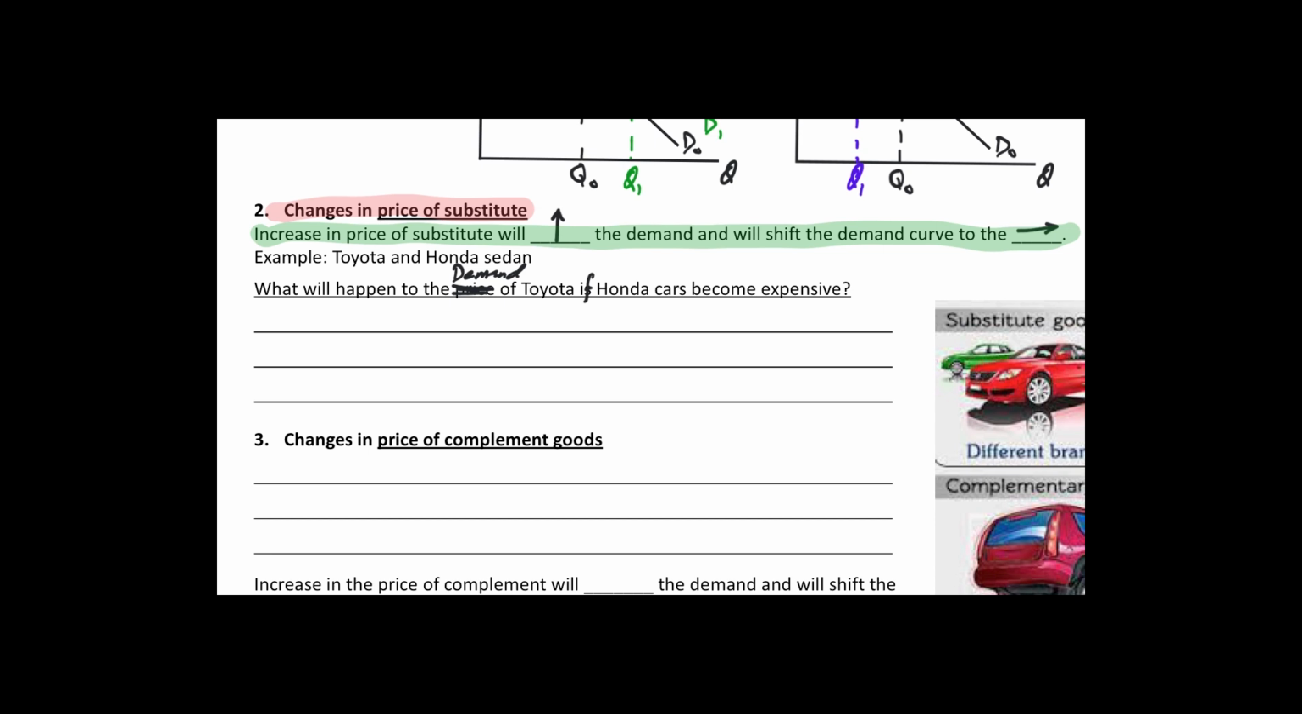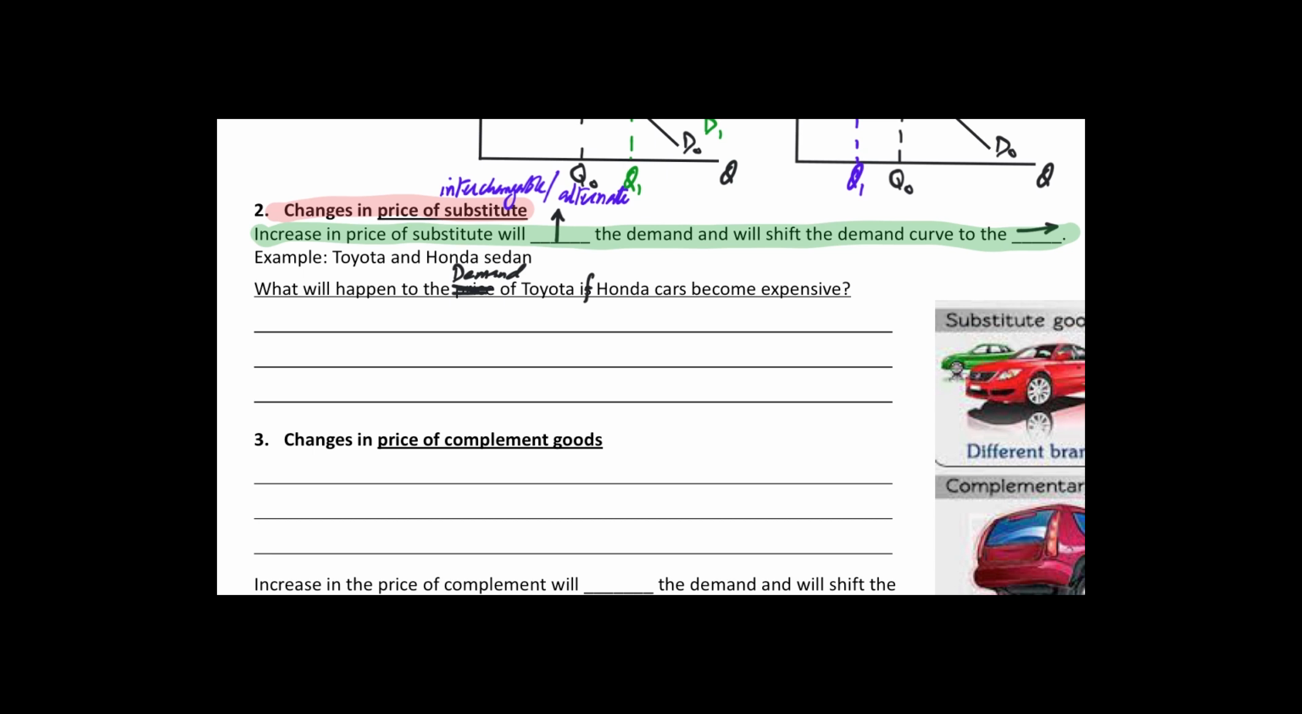So whenever we're explaining what are substitute goods, you have to come up with a different way of explaining. Substitute goods are interchangeable, yeah, alternate good or something. Then changes in the price of complement goods.